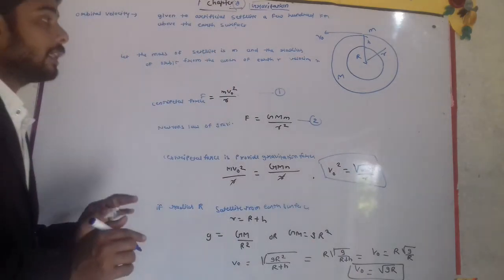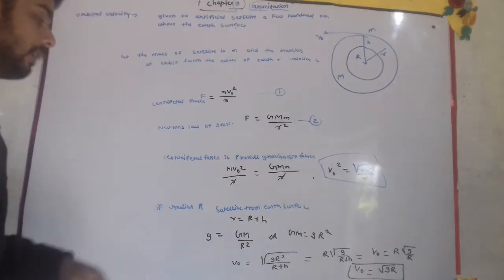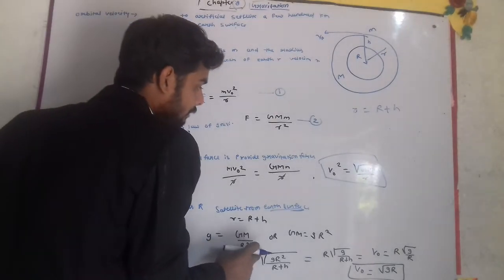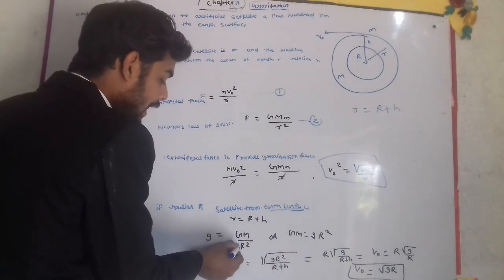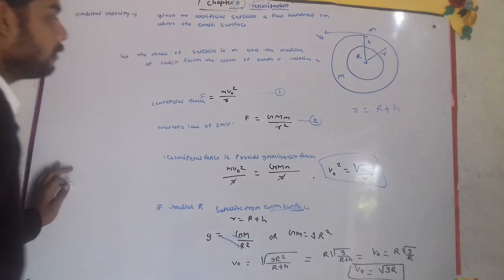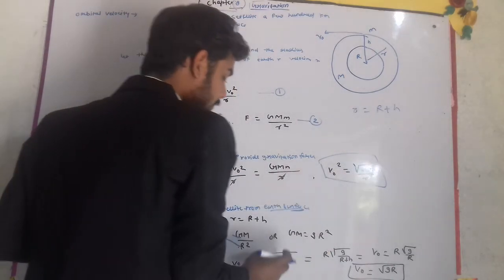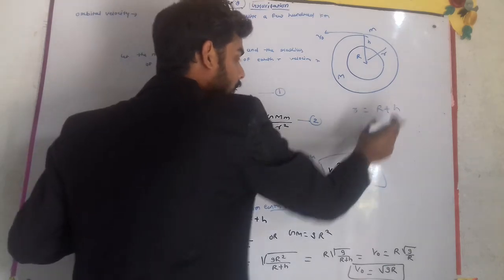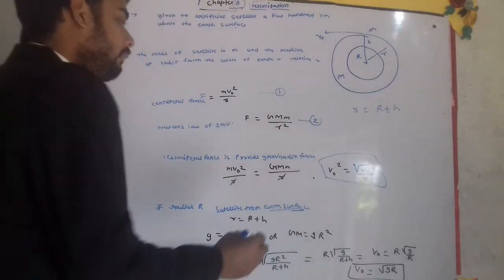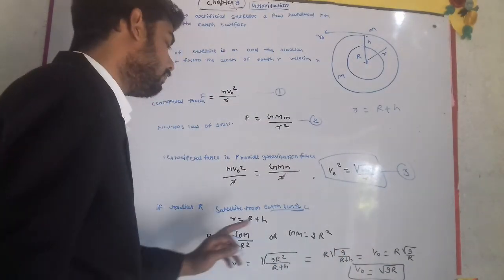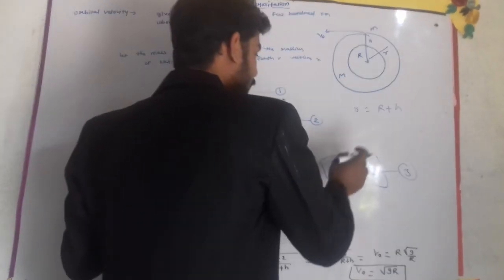But if we are considering the radius of the satellite from the Earth's surface, then the total radius will be small r equals R plus H. So in place of small r we will put R plus H. g is given by GM upon R square, so GM equals gR square. So we will put this in the equation for v0. In equation third, in place of GM we will put gR square, and in place of r we will put R plus H.